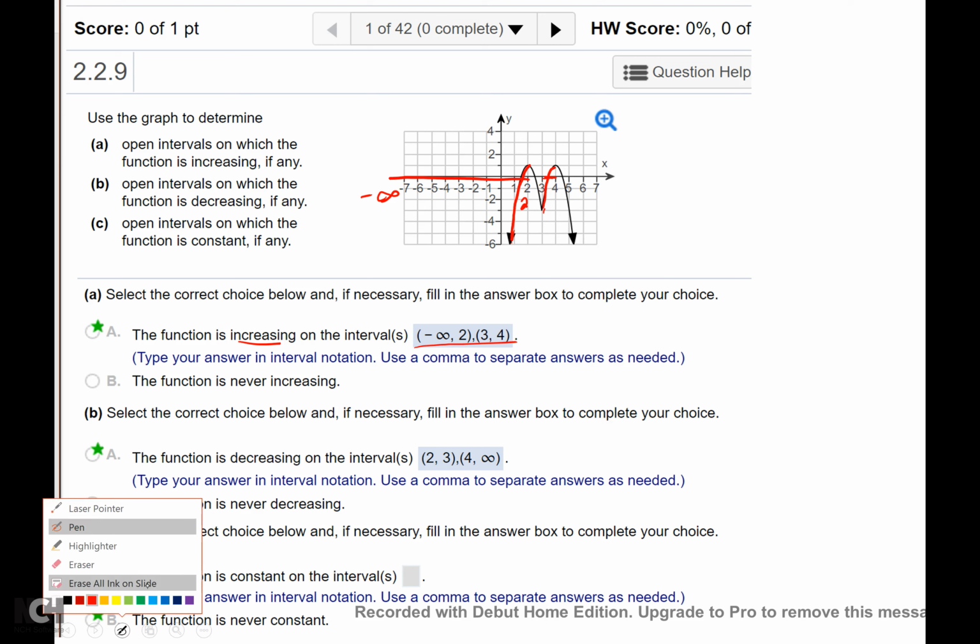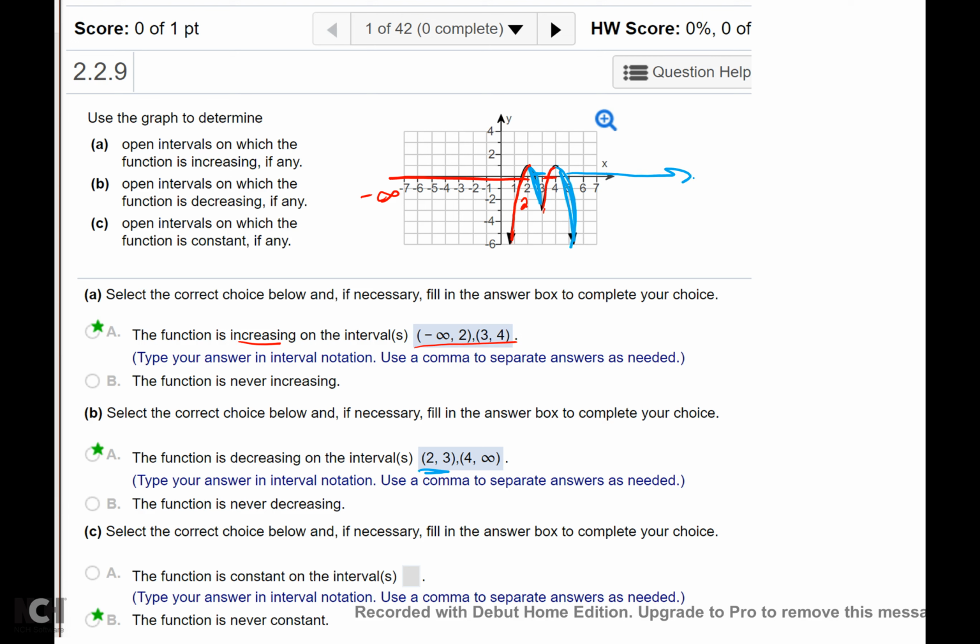We do our decreasing. Let's use blue. From here to here, it's decreasing, and from here to here, it's decreasing. On the x-axis, that's from 2 to 3, and then from 4 to infinity. And then we have no constant. Constant intervals would be where it's flat or horizontal.